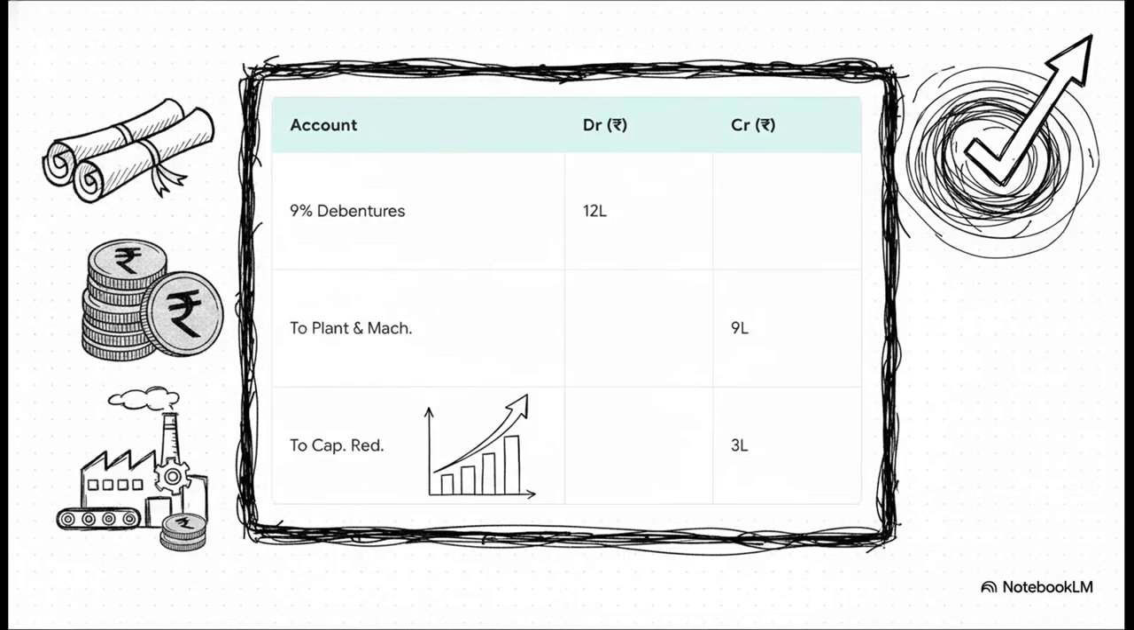Let's look at how this actually plays out in a journal entry. In this specific scenario, a 12 lakh rupee debenture liability is settled with plant and machinery that's worth only 9 lakhs. The company essentially scored a 3 lakh rupee benefit from this compromise. So what happens to it? That remaining balance moves directly into the capital reduction account to help clean up the rest of the balance sheet.